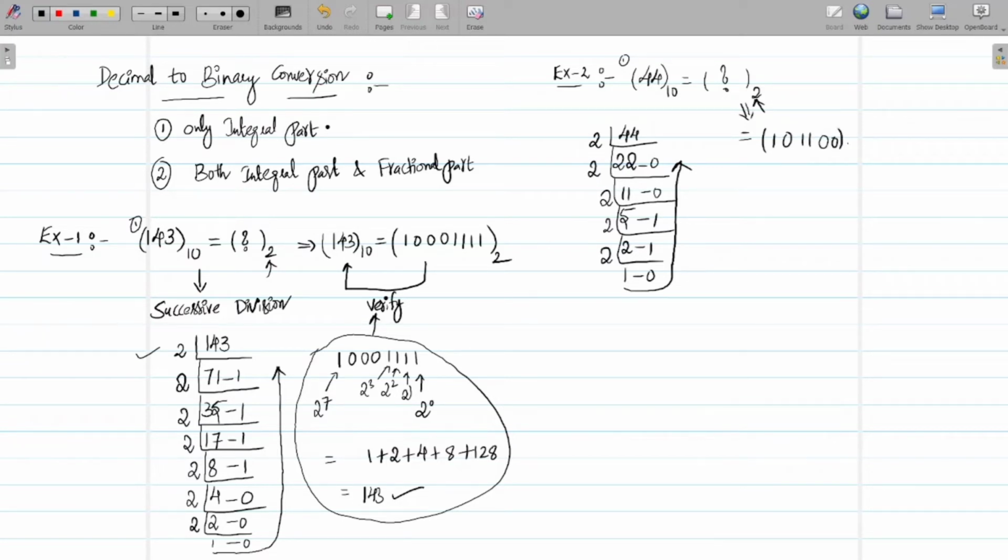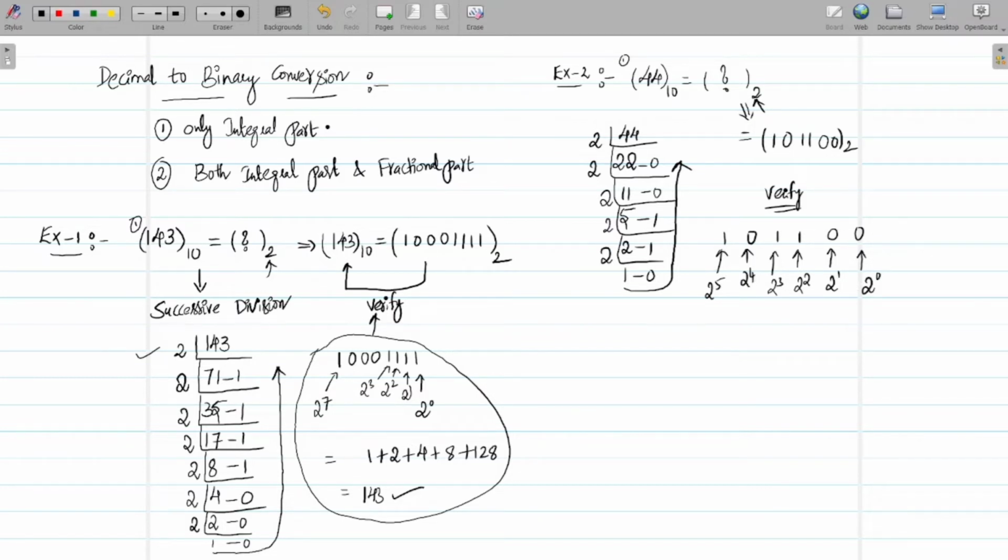zeros. Okay, how can you verify your answer? Just write 1 0 1 1 0 0. Now for this the polynomial is 2 power 0. For this 2 power 1. For this 2 square. For this 2 cube. And for this 0, 2 power 4. And for this 1, 2 power 5. 0 1 2 3 4 5.